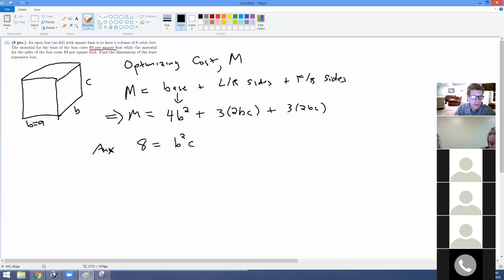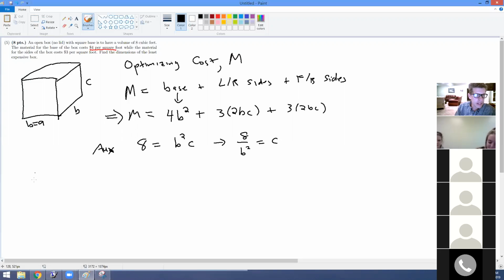Which one should we solve for, B or C? We could solve for B, but I don't want to take this route. C. So if we just divide B squared both sides, then done. I don't have to square root, so I'm going to go with that. Okay, so now we've got.